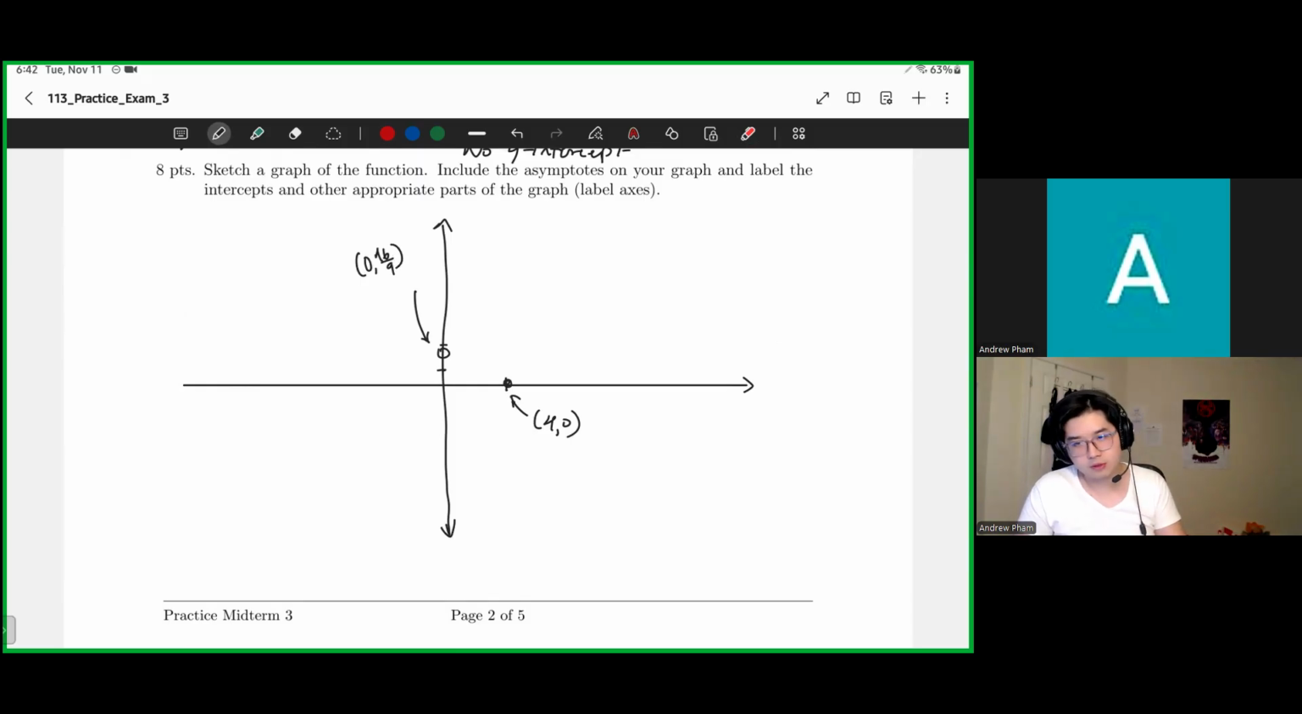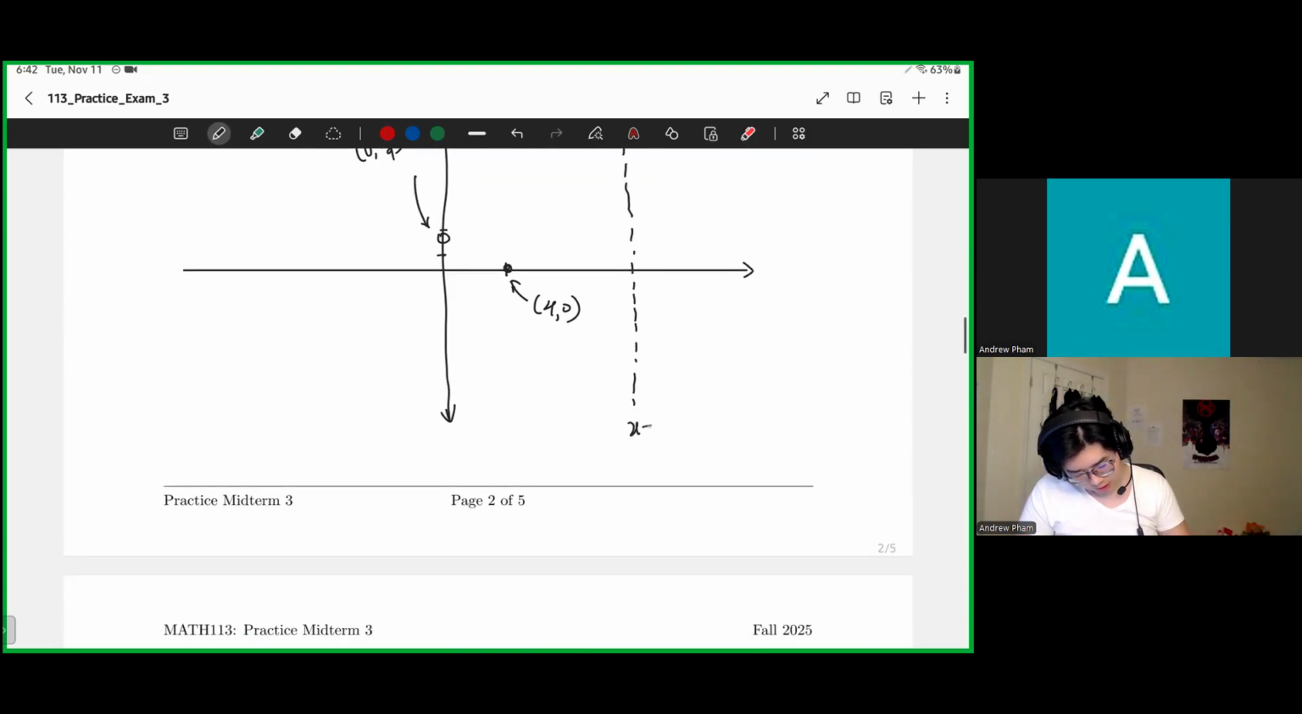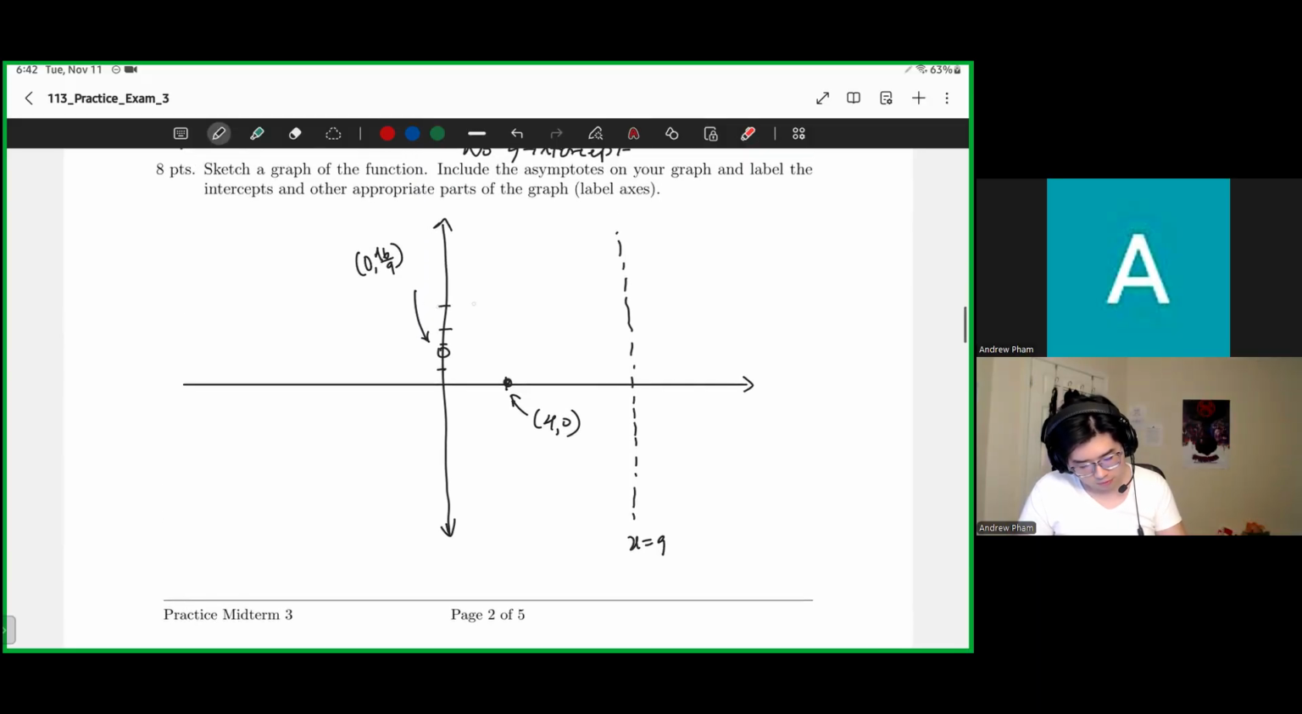And I need to draw my asymptotes as well. So say that this is about x equals 9, my vertical asymptote. My horizontal asymptote is at 4.